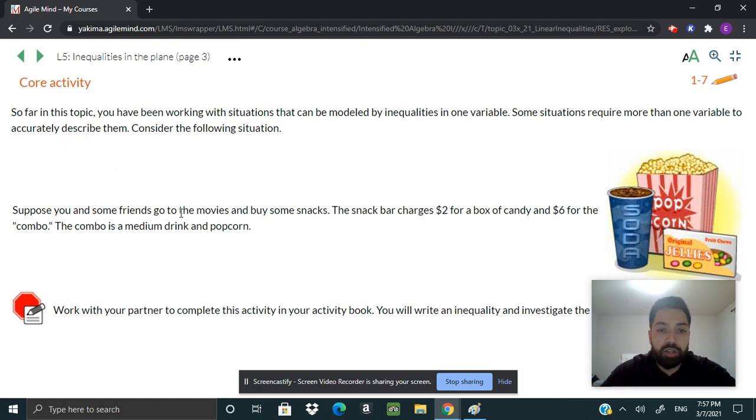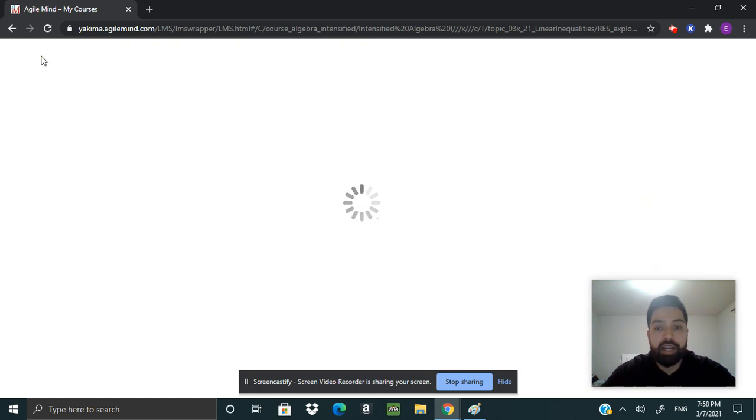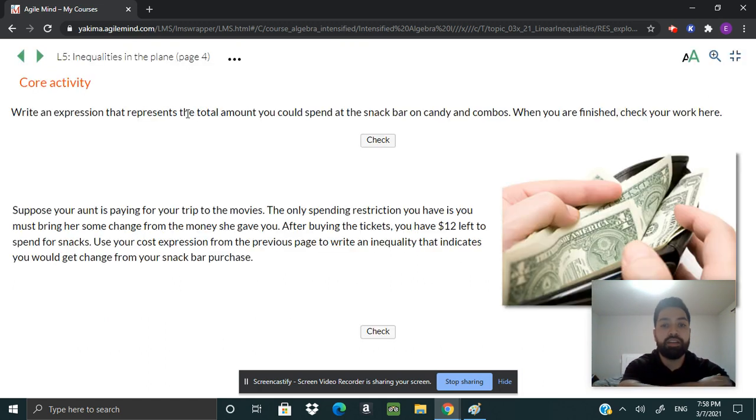Suppose you and some friends go to the movies and buy some snacks. Here are your snacks, there's a little picture of them. The snack bar charges $2 for a box of candy, like these jellies right here, $2 for that box of candy, and $6 for the combo. The combo is basically your medium drink and your popcorn. So you're going to work in a little bit and try to create an inequality for this situation. Let's look at the next slide, and it'll guide us for how to do that.